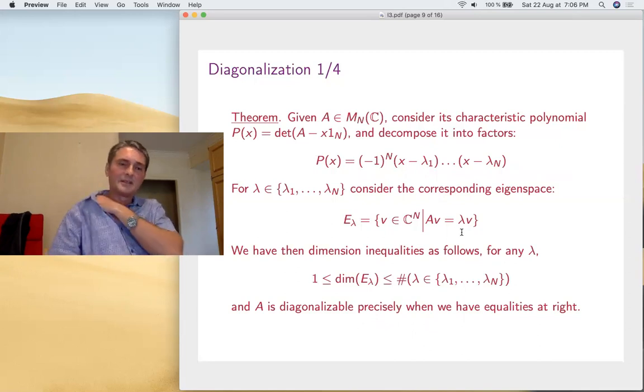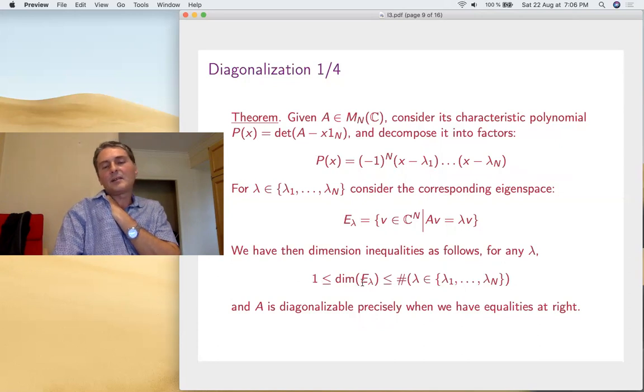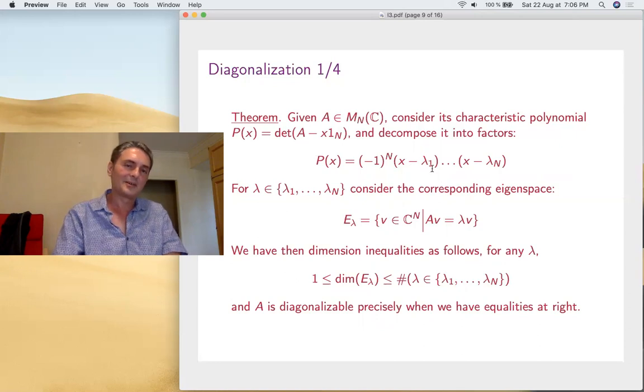Then the theorem says several things. So first is that these eigenspaces don't reduce to 0. They have at least dimension 1. And that's the bound from below. And the bound from above is that, you see, each lambda comes with a multiplicity here. You can look how many times it appears between the roots. And the dimension is less or equal than the multiplicity.